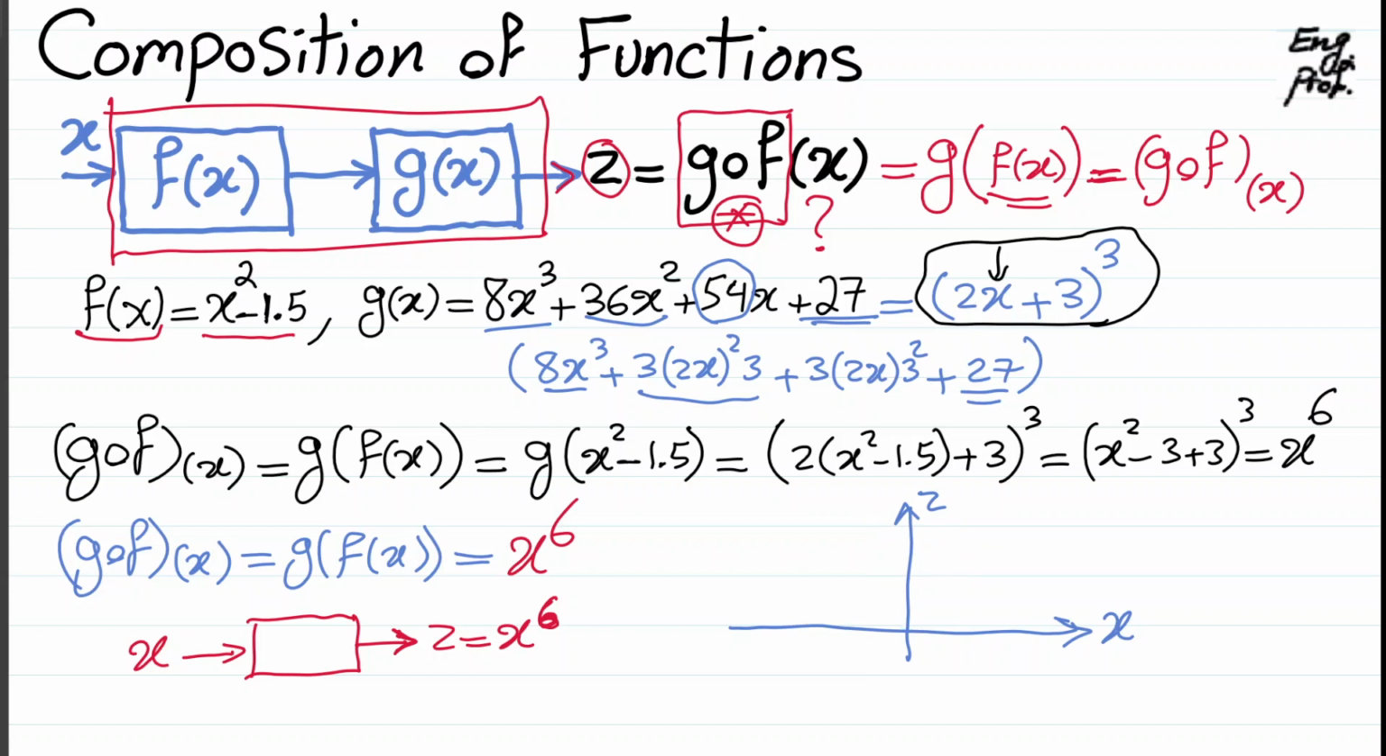So let me use a different color so that it's clear what I'm showing. I'm just doing some extra work here in terms of showing you the function. When x equal to 0, z is 0. When x equal to 1, z is 1. And when x equal to negative 1, z is 1 as well. But if x is equal to 2, then z becomes 2 to the 6, quickly, exponentially exploding and increasing. 2 to the 6 is 64.